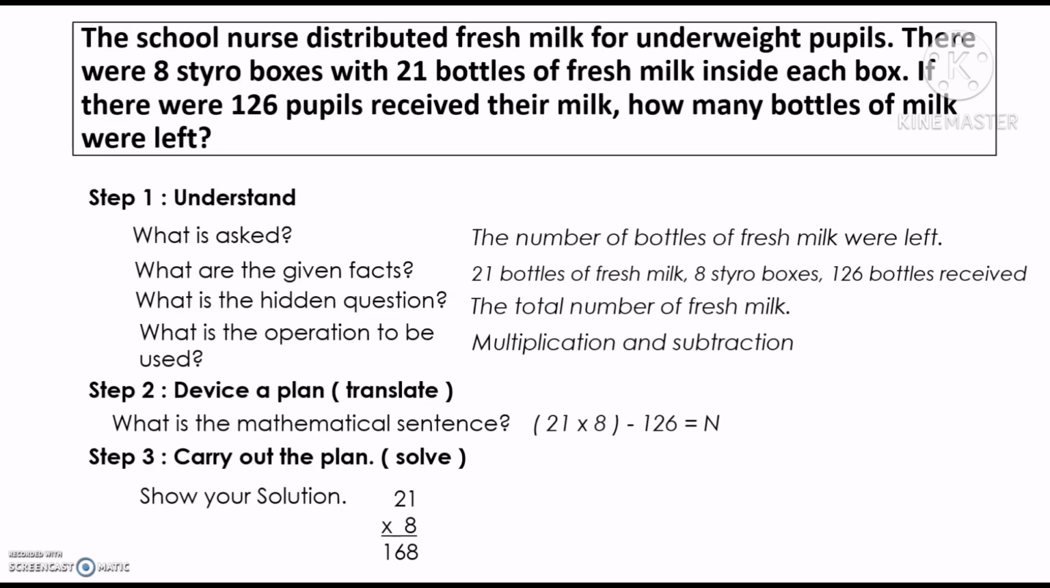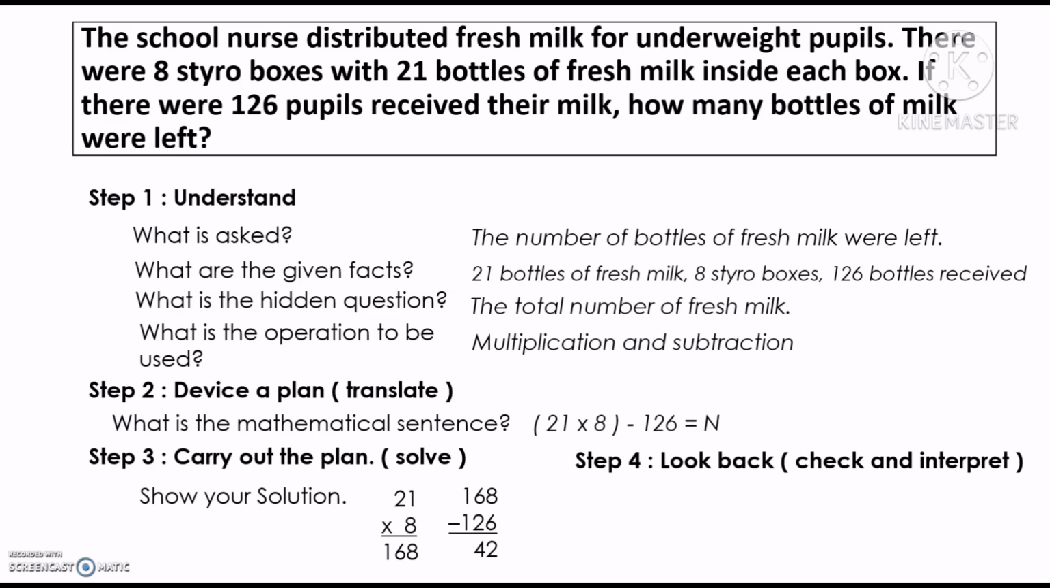21 times 8 is 168. Then your product will be subtracted by your 126. So 168 minus 126 is equal to 42. Is this correct? Step 4 will answer that. Let's have a look back, checking and interpreting.